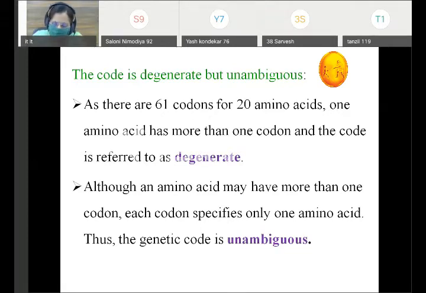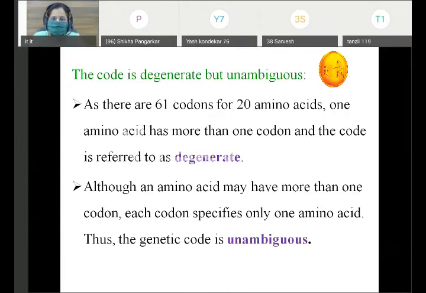Yes, ma'am. Okay. So we have 20 amino acids and 61 codons. That means a single amino acid can have more than one codon representing it on the mRNA. Is it clear to you? That means a single amino acid can be coded by more than one codon. And this is called the degeneracy of genetic code. Is it clear to you? I hope it is clear to you.